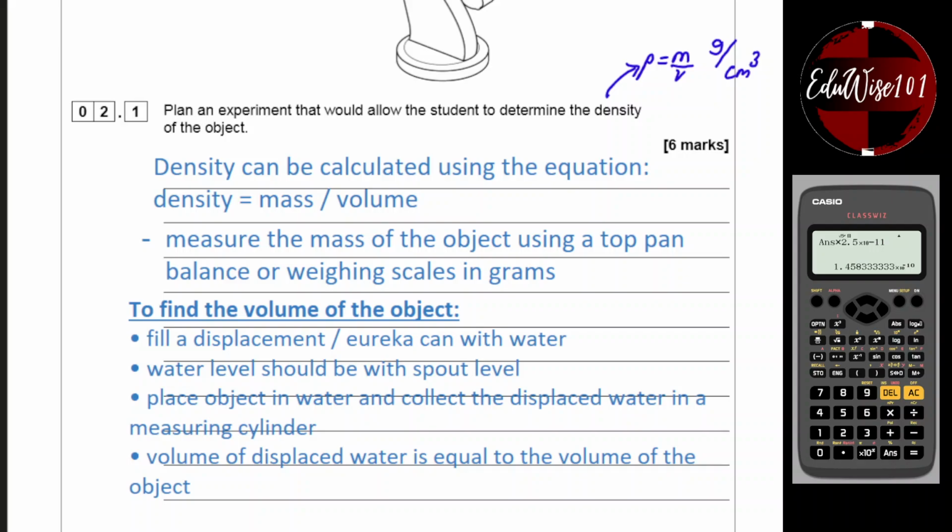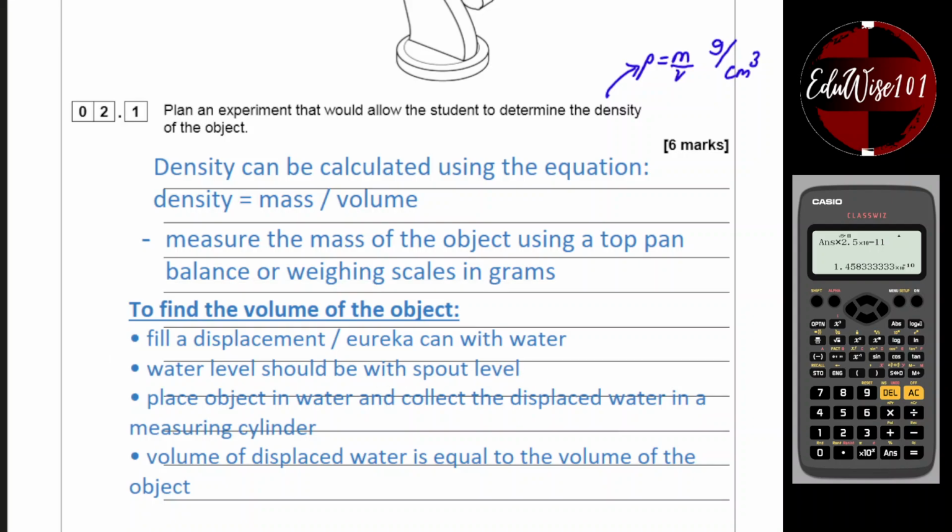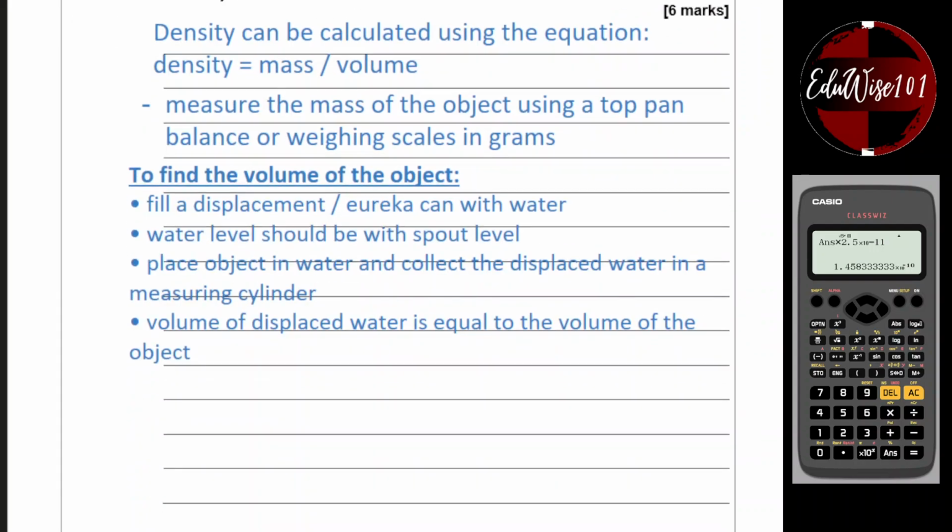To find the volume of the object, fill a displacement or eureka can with water. The water level should be in level with the spout level. Then place the object in the water and collect the displaced water in a measuring cylinder. The volume of displaced water is equal to the volume of the object. And then you would have the volume.